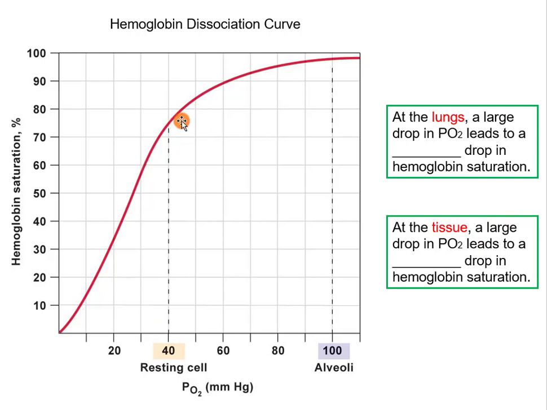At the tissues, a large drop in PO2, let's say you go from 40 down to 20 or something, is going to lead to a major, significant, meaningful, large drop in hemoglobin saturation, because it's a hugely steep drop off. Okay, so that's just the shape of the curve.